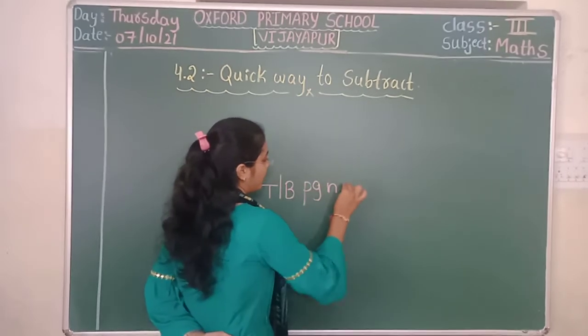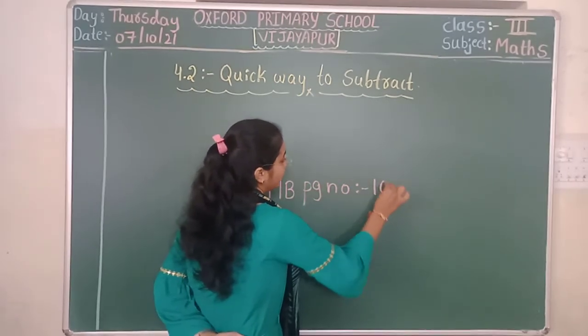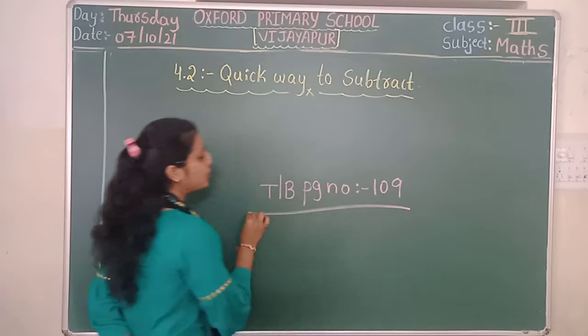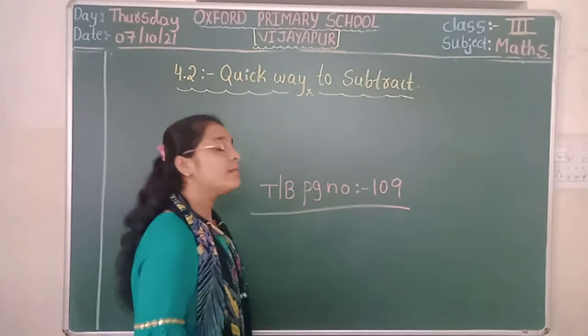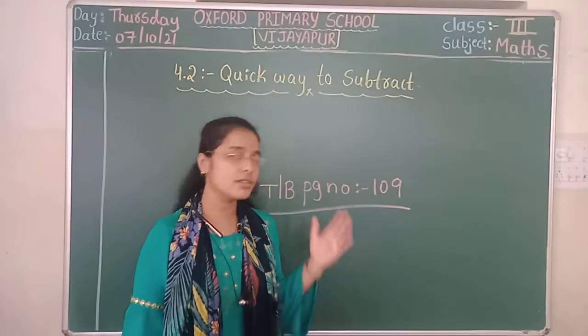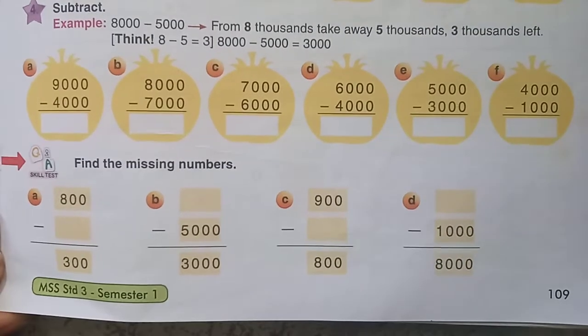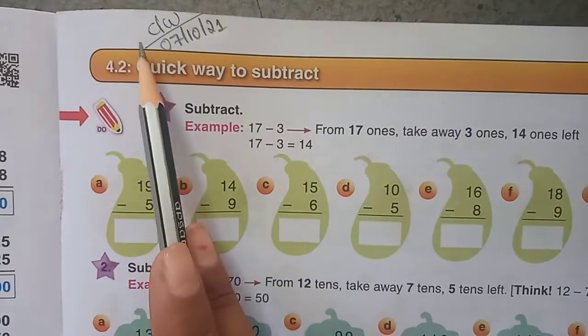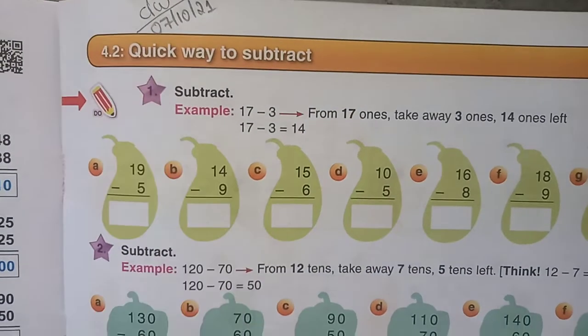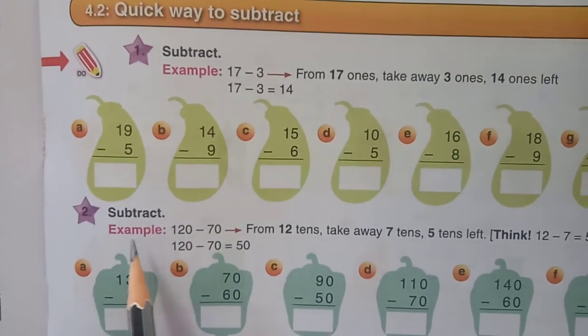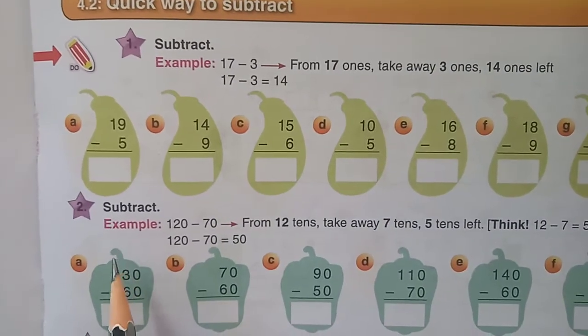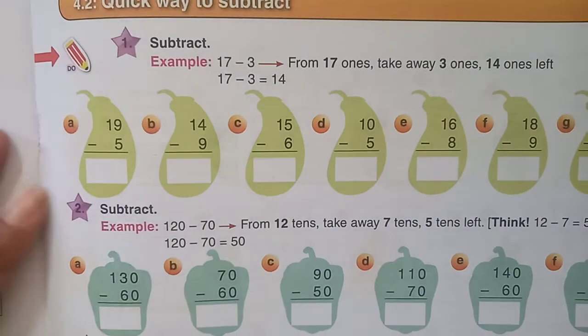Textbook page number 109 contains exercise 4.2, quick way to subtract. This we will learn in the textbook. So open this page, children. See children, page number 109, quick way to subtract. At first take down classwork and today's date. Some examples I will teach you and the remaining I will give you as homework. So you have to complete the whole page, children.